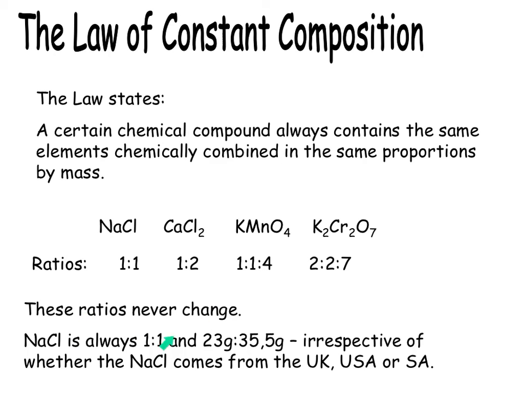So sodium chloride is always going to be 1:1, and that's going to be 23 from the periodic table to 35,5, irrespective of whether it comes from anywhere in the world.